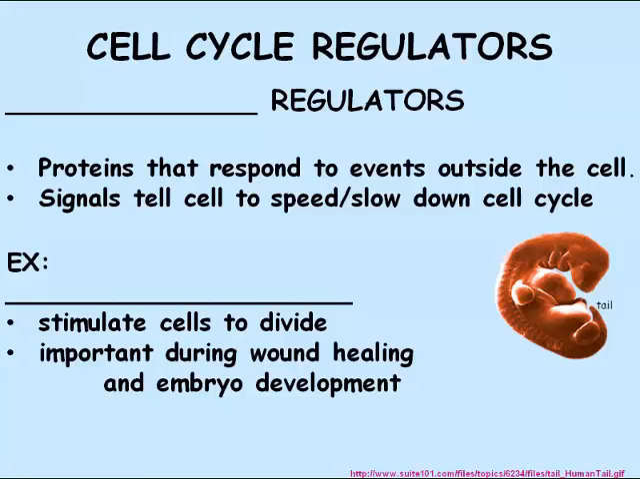So we have things that regulate the cell cycle. We have internal regulators and we have external regulators. So external regulators basically are proteins that will respond to the events outside of the cells. So they're just signals that tell the cell to speed up or slow down the cell cycle. And an example of that would be growth factors. So growth factors basically stimulate cells to divide, and that's important during wound healing and embryo development.